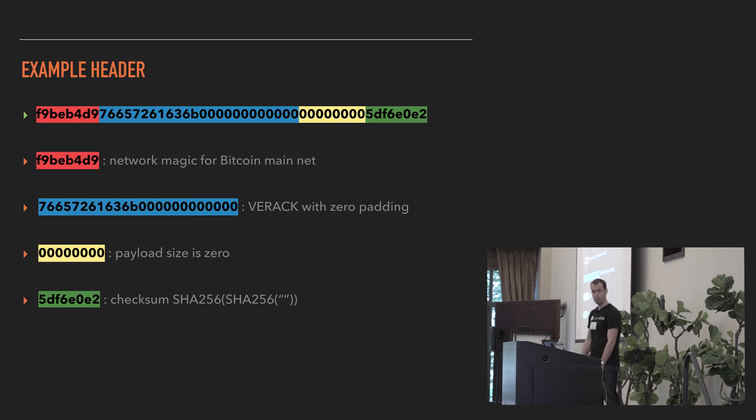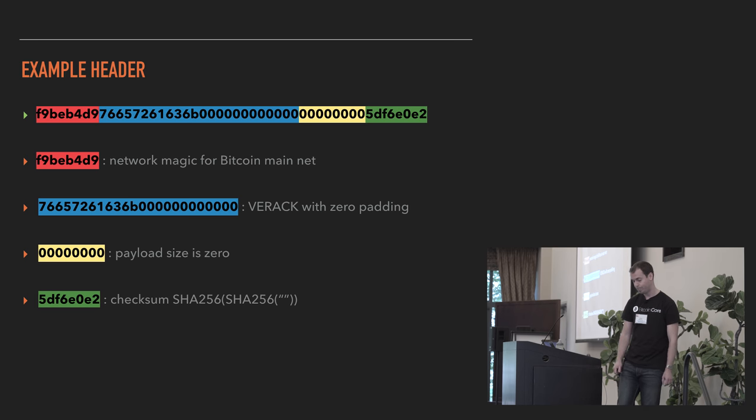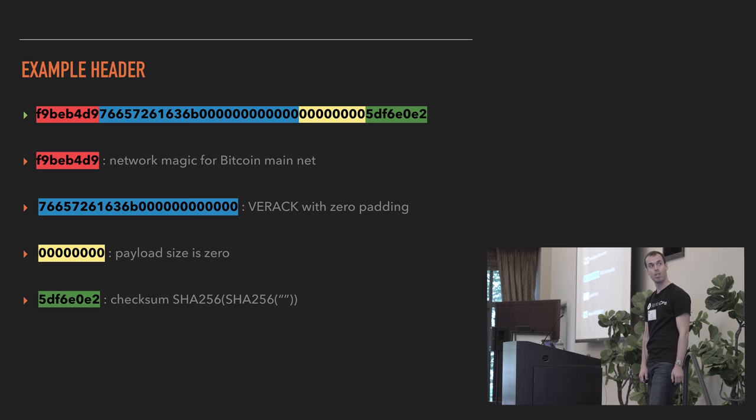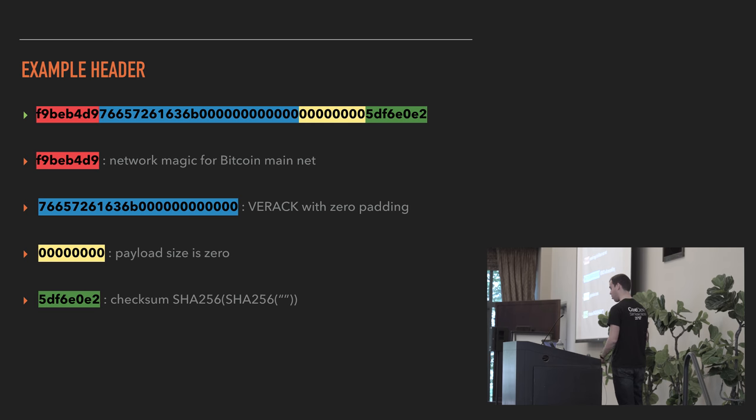So here's an example header. Those first 4 bytes are always the same, network magic. Then you have the command name. So if you can read ASCII, you can see that hex 76 is V, 65 is E, and so on, for verack. The payload size is always 0. There's no payload for verack. And then a checksum, which is double SHA-256 of the empty string because the payload is 0. Does that make sense? Pretty simple format.